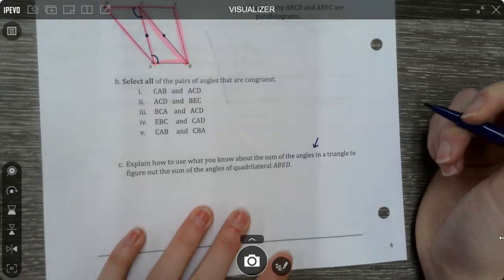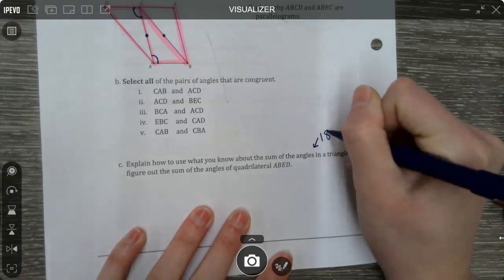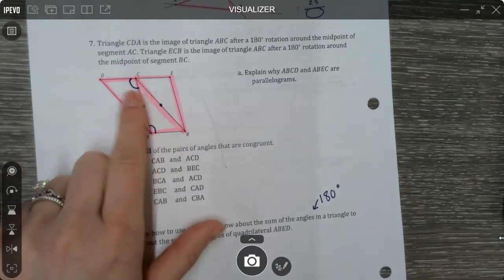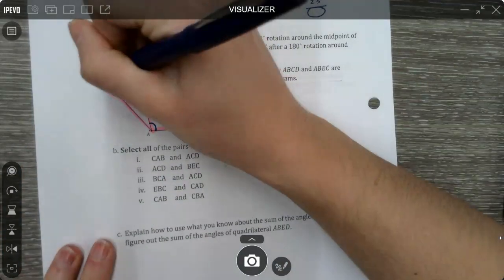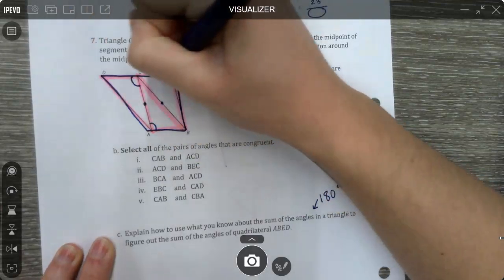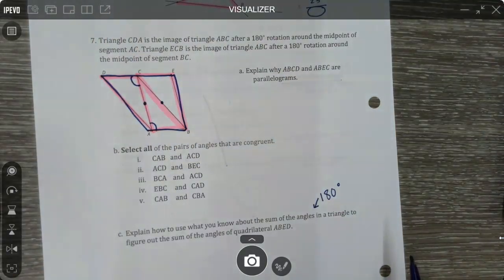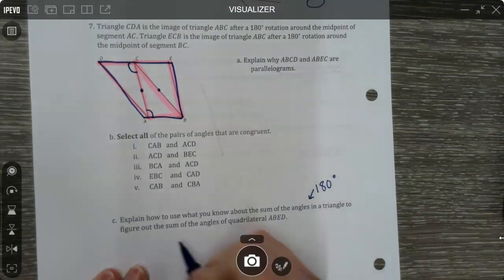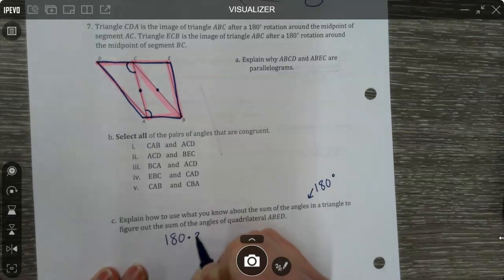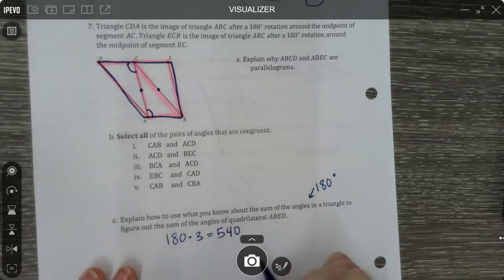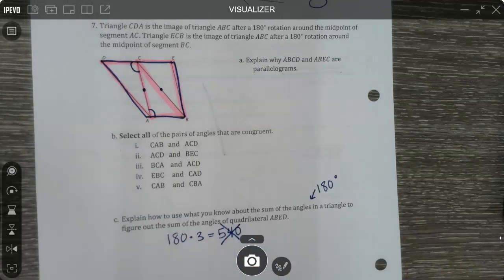That's in your notes. They should always add up to 180 degrees. Okay, now you've got 3 of them. Okay, and we're talking about this whole quadrilateral. This whole thing. How many degrees are all 4 angles adding up to? Okay, now you're probably going to be like, oh, easy. 180 times 3. 540. That's not right.